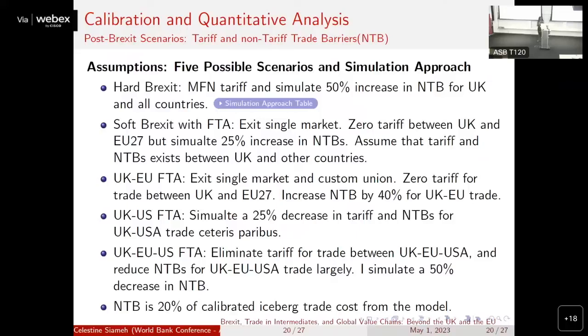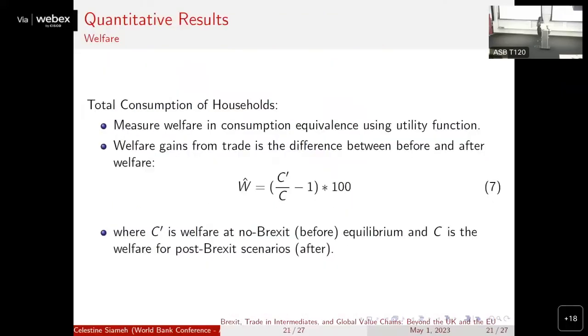For the soft Brexit, it's whereby they exit from the single market. So there is a zero tariff between the UK and the EU. But for the other countries, it depends. That is, if the UK have already negotiated a new agreement or they've already replicated what they had under the EU. And for the soft Brexit too, there will be a very small increase in non-tariff trade barriers.